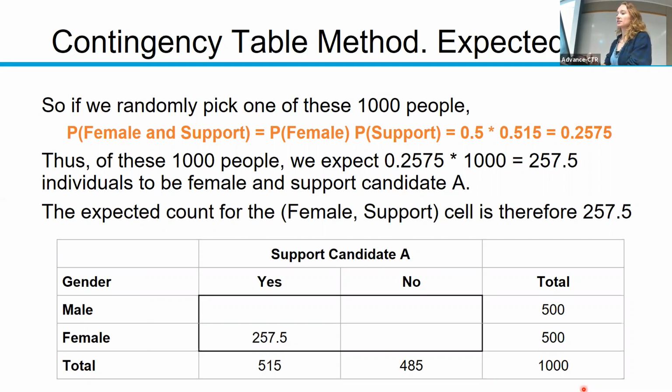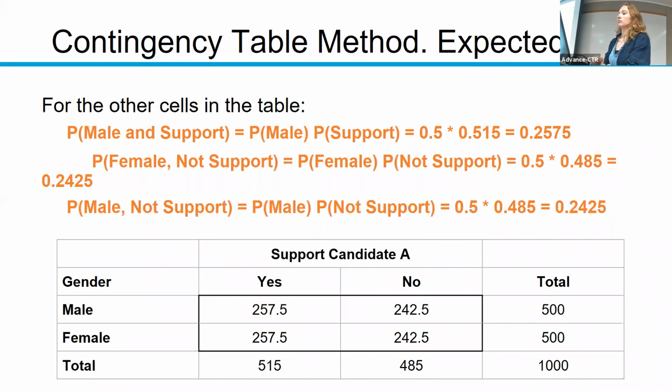We can then do this for the 3 remaining cells, and that would look like this. So we're getting the marginal probabilities and then multiplying each of those by 1,000. And then we have our expected table. This won't always look like this. These are the same because we have the same number of men and women in our study, but other times you'll get different numbers for all 4 cells.